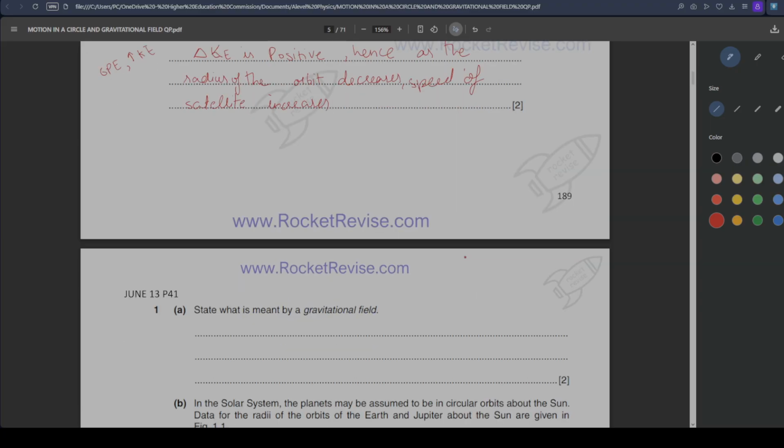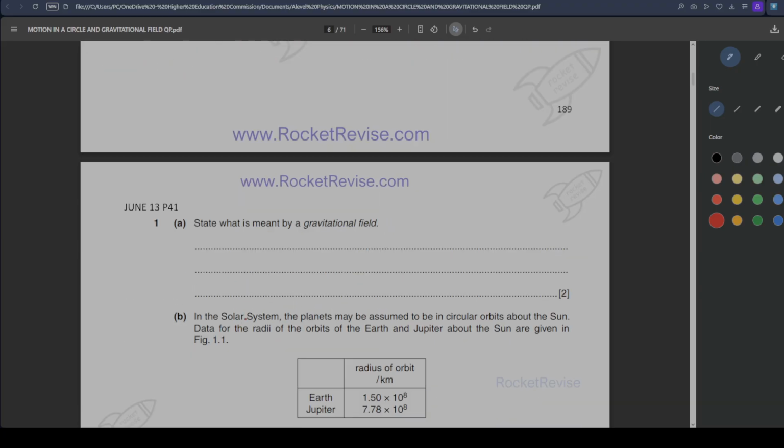उसके बाद we're gonna look at the next question. State what is meant by a gravitational field. अच्छा, for this we just need to write down the definition of a gravitational field. Gravitational field हमारे पास ये थी कि any space जहाँ पे we had gravitational field lines, और gravitational field lines affect masses. ठीक है.